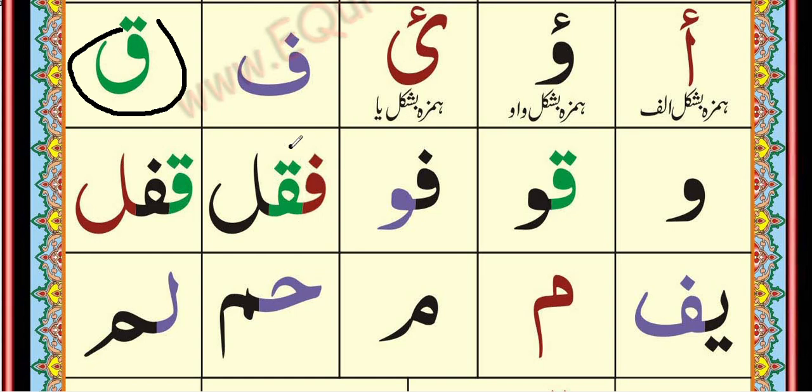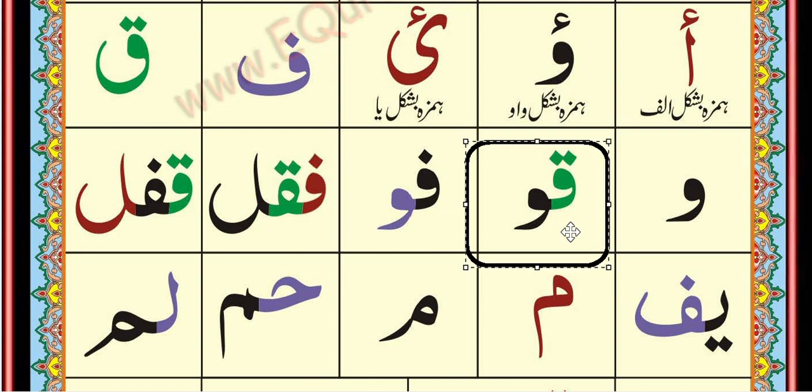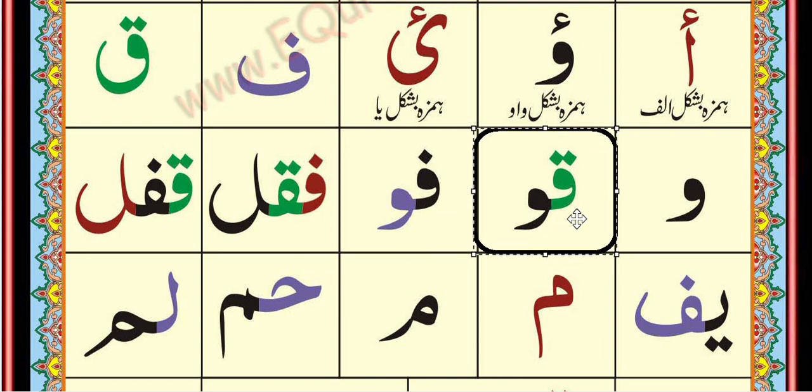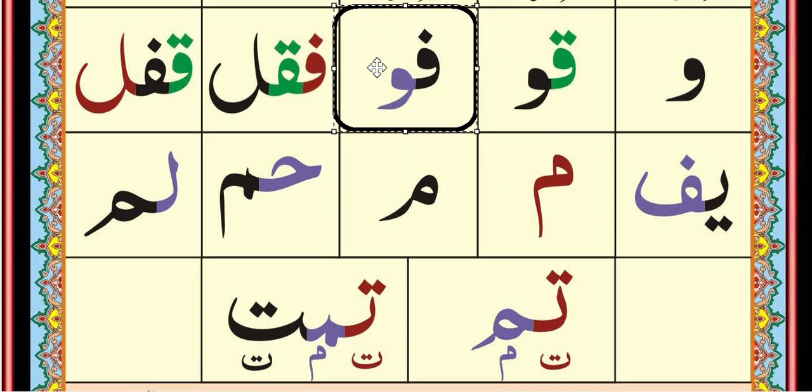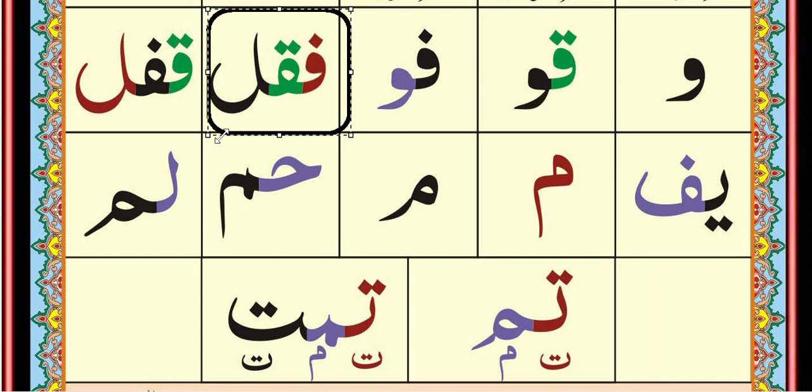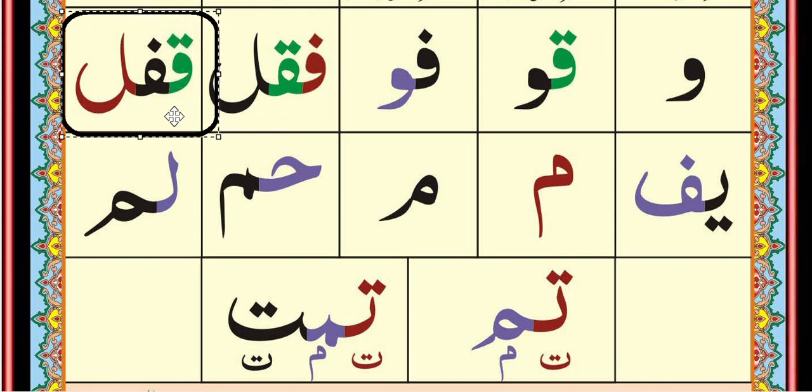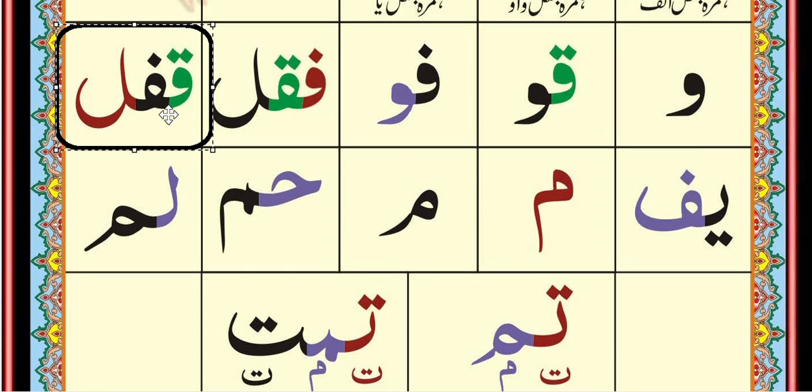Okay, dear, I hope you understand now. I try to make everything easy for you. Okay, so read with me. Qaf Wow, Qaf Wow, Fa Wow, Fa Wow. Next is Fa Qaf Lam, Fa Qaf Lam, and the next is Qaf Fa Lam.